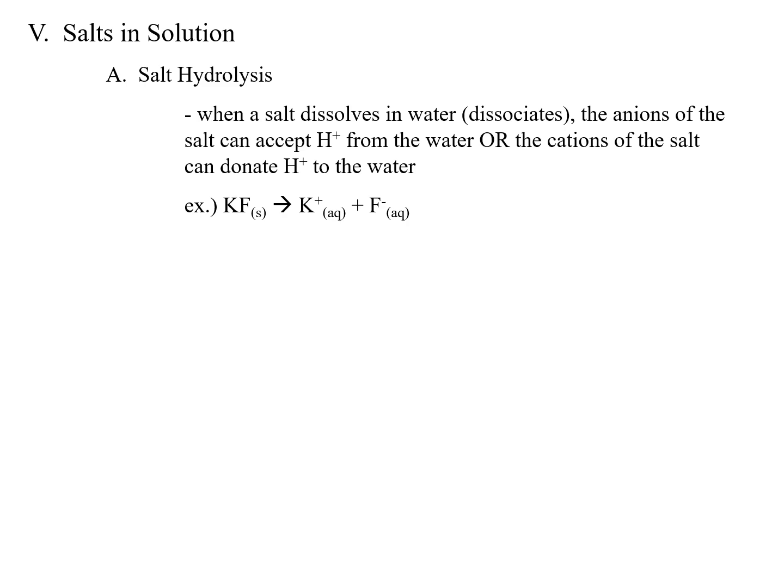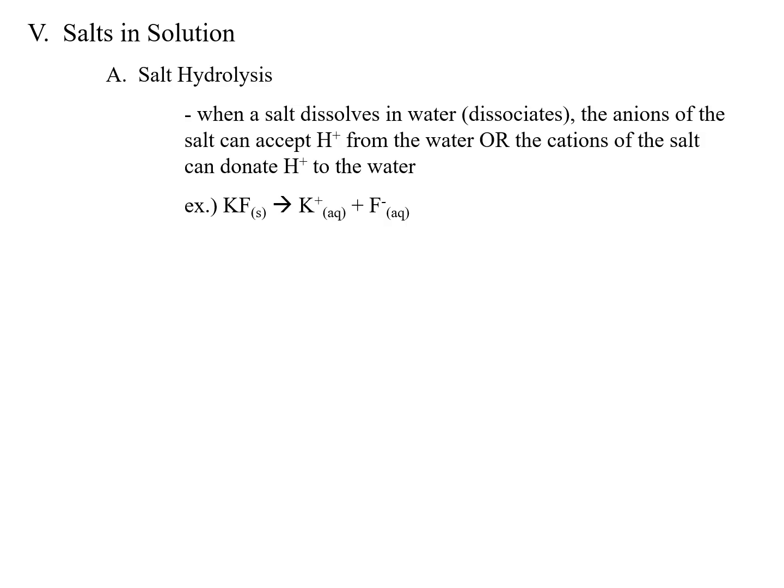For example, say I take KF. KF is potassium fluoride. Potassium fluoride is a salt. It's made up of potassium ions and fluoride ions, and at first it looks like any other salt. Why would that affect the pH? But I want you to think about where the K positive and the F negative would have originally come from.